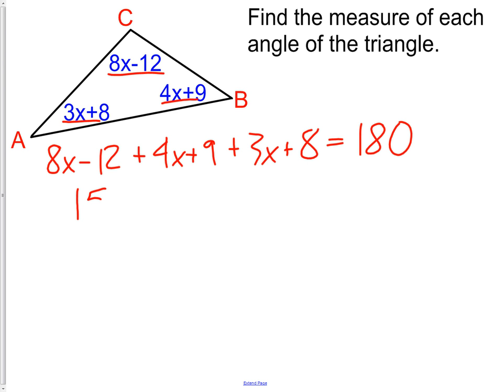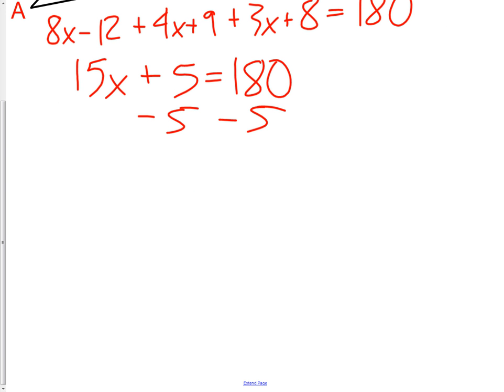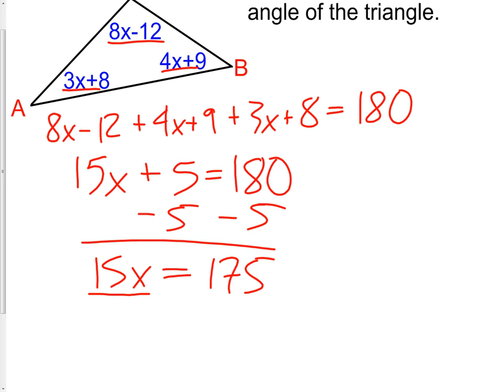We get 15x plus 5 equals 180. Moving the 5 over, we get 15x equals 175. And if you reduce your fraction, you'll get 35 thirds. Plug that value back into the three equations that we had to start the problem, and we'll have the measurements of the three angles of the triangle.